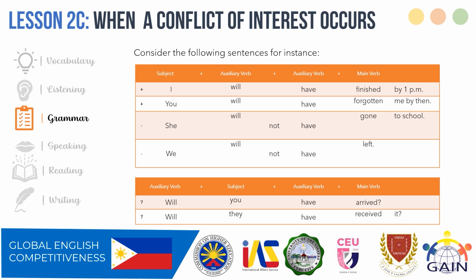Now take a look how they are formed. We have the auxiliary verb, will have, or in the case of negation, will not have, and then the past participle of the verb. However, in the question, the subject and the auxiliary verb will switch places.